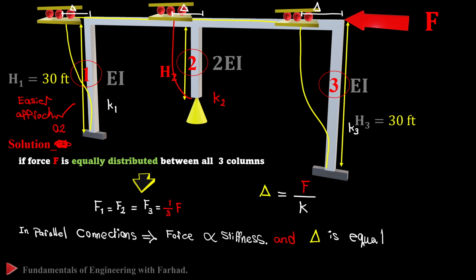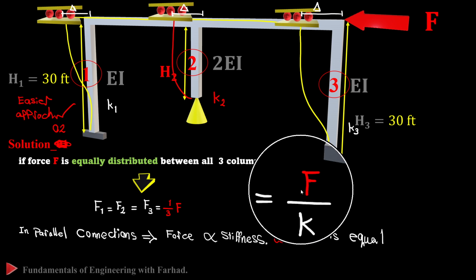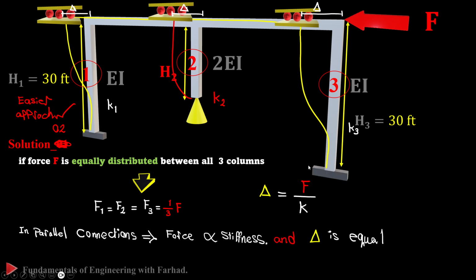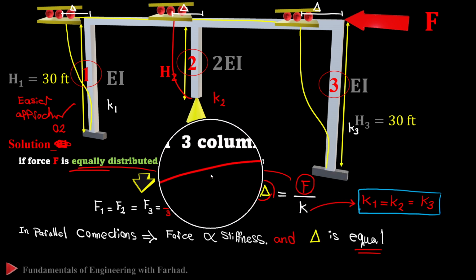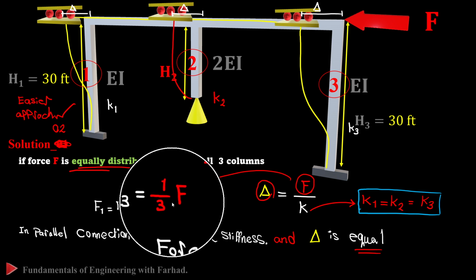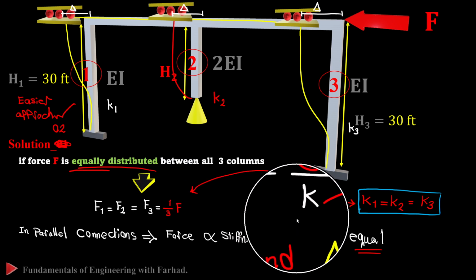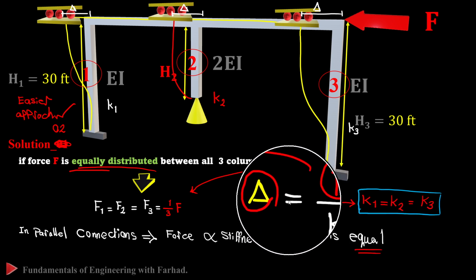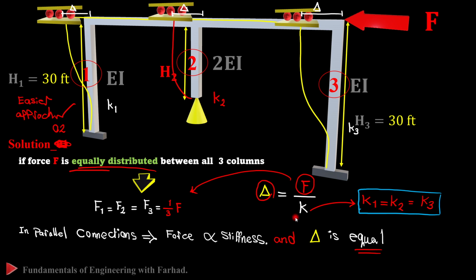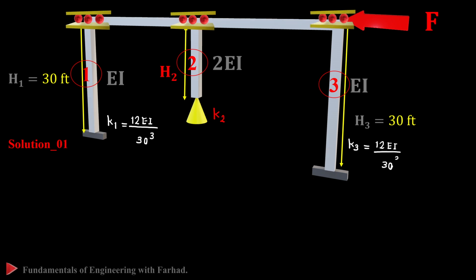If that's the case, we can easily jot down delta is equal to force over stiffness. Our force is provided to be equally distributed, so each of them carries 1/3 of the force, and if the delta is the same, we can conclude that the stiffness also remains the same. If F is the same and delta is the same, K has no way but to be equal for all of them: K1 is equal to K2 is equal to K3. That just made the problem far simpler.